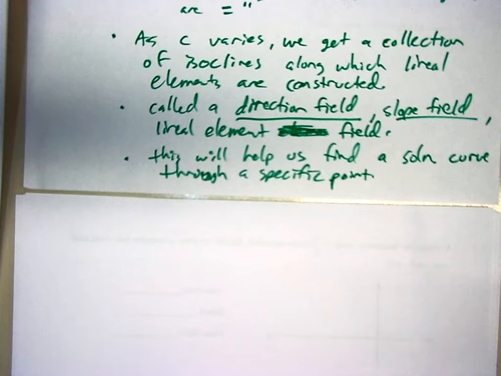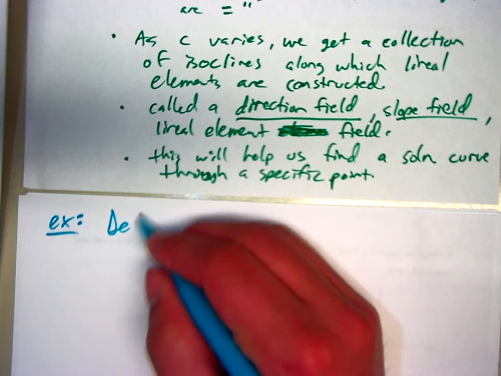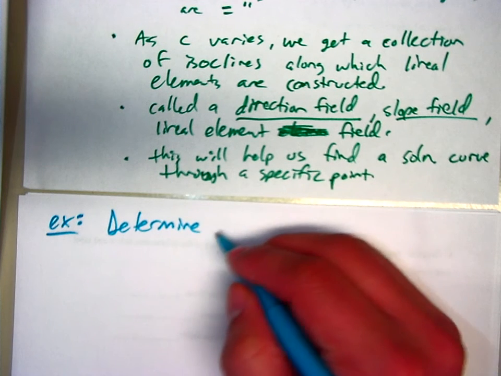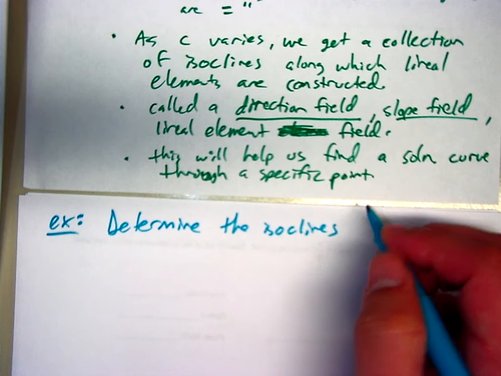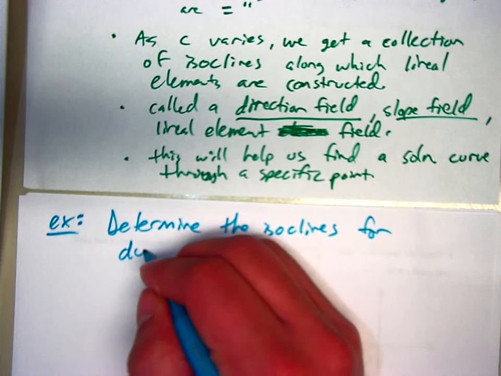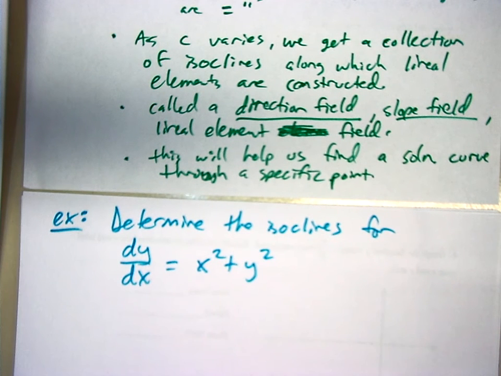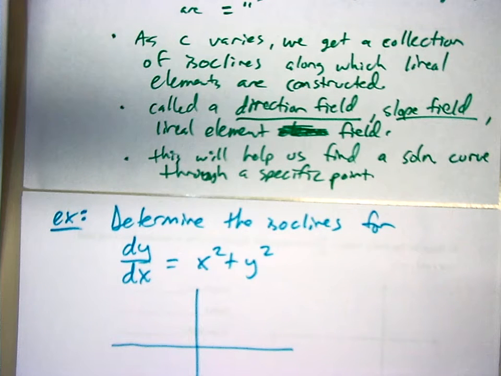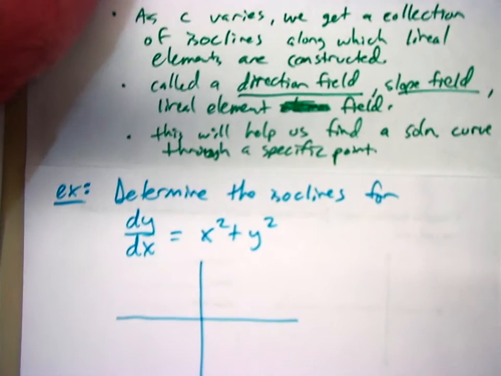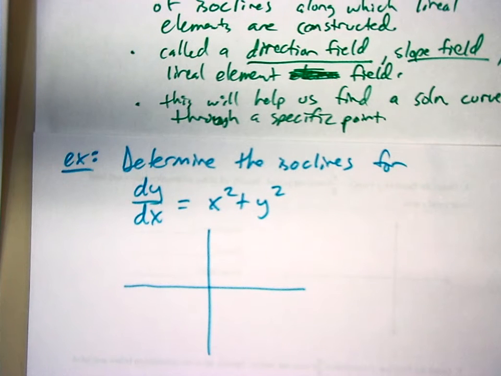So here, why don't you guys take a look at this example using the knowledge that we reviewed here. Determine the isoclines for the differential equation dy dx equals x squared plus y squared. Okay, so why don't you sketch a few of them?